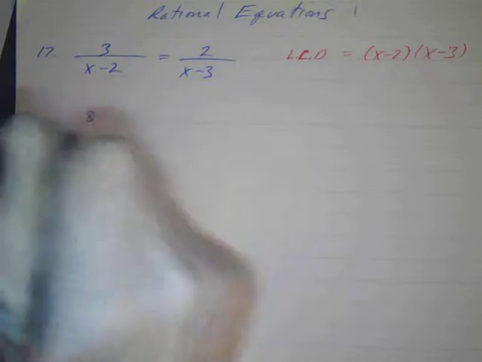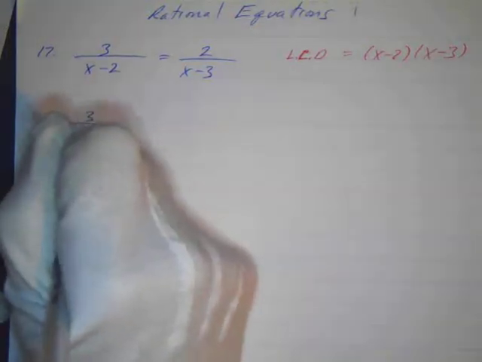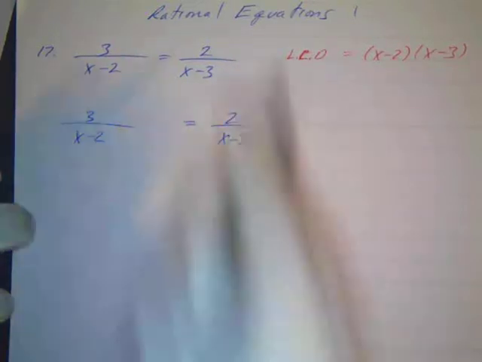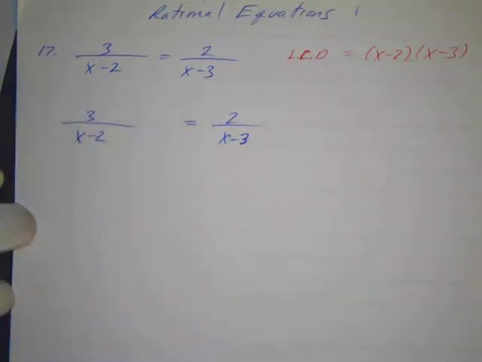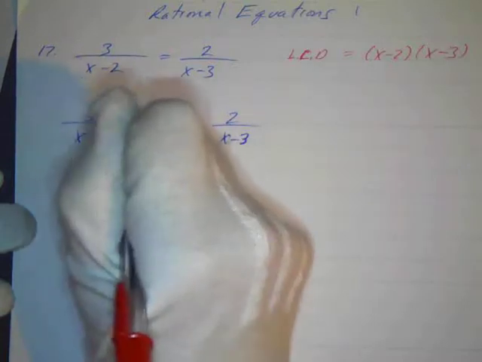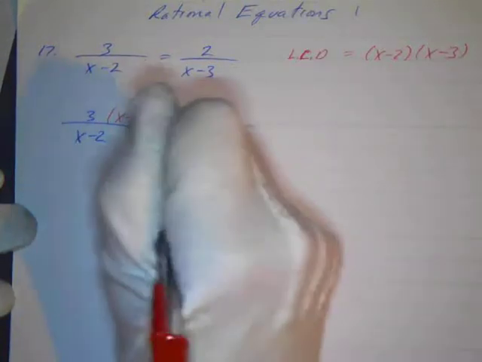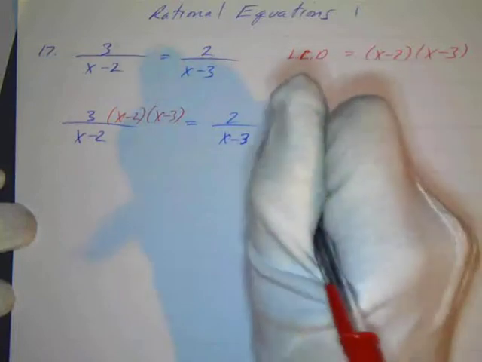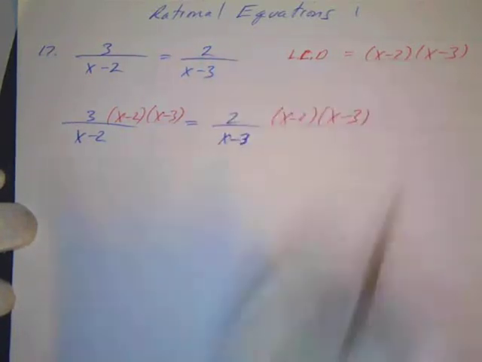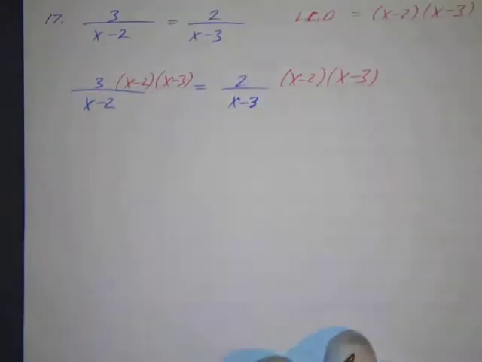So I'll have 3 over x minus 2. I'll leave myself some room. I mean, you can try to fit it in up here, but it gets pretty crowded. So multiply both sides by the LCD. So I'm going to multiply this side by x minus 2 times x minus 3. Multiply this side by x minus 2 times x minus 3. Okay, multiply both sides by the LCD.